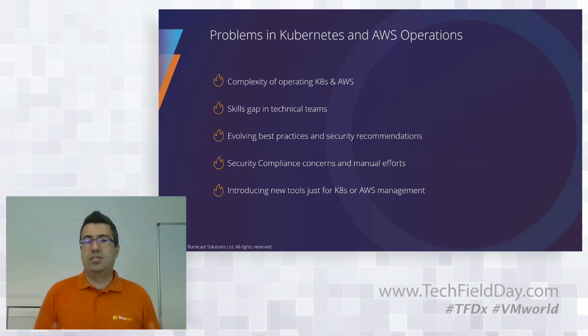And we have to learn that there is obviously a skills gap in technical teams. Everybody's getting trained, educated on Kubernetes, on AWS, but it's really hard to be an expert in everything. And not only that, but you have evolving best practices, known issues, and security recommendations for all of these technologies. It's really humanly impossible to keep track of everything.